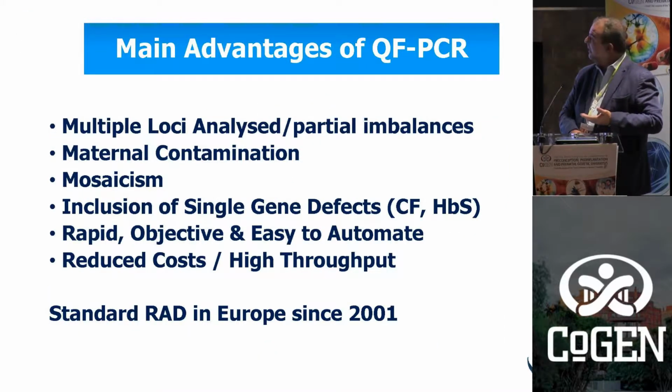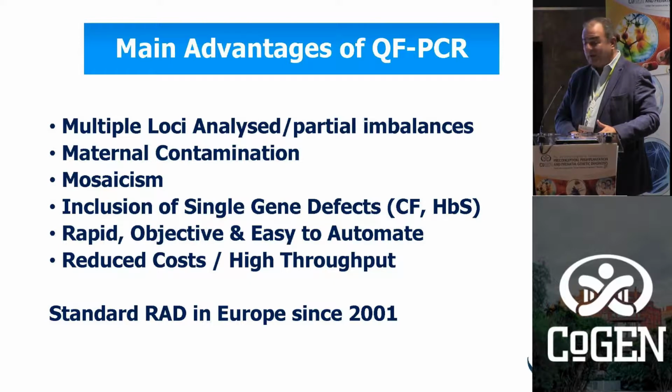This assay has a big advantage, especially for aneuploidies, over FISH, and in some cases even over the karyotype, because you analyze multiple loci, so you can also detect partial imbalance. It is very important that this is genotyping of polymorphic microsatellites, so you can also exclude the presence of maternal cell contamination, and it is actually very important to do this test nowadays, even before any other molecular test like a chromosomal microarray or even sequencing or mutation detection, to make sure that you actually deal with truly fetal DNA without any maternal contamination. It can also detect mosaicism, and is a molecular test, so you can include single gene defects.